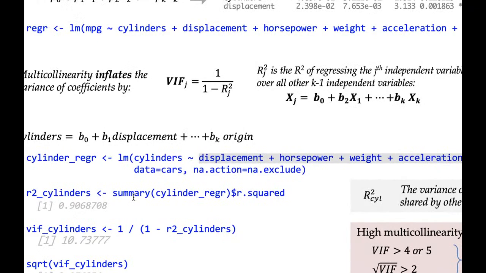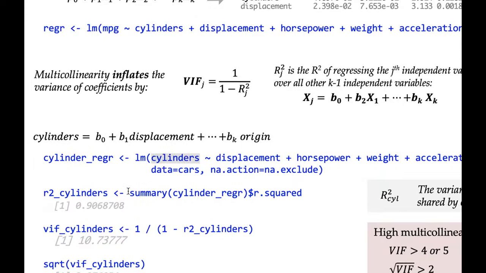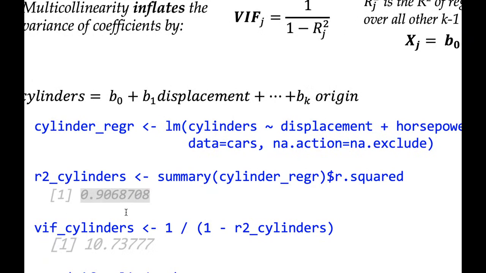If you were to do that regression, forget miles per gallon, forget the dependent variable. We're going to do a new regression where cylinders is now the dependent variable, and all the other explanations of miles per gallon are the independent variables. We're going to do that regression and get an R squared value. What is this R squared telling us? This R squared is telling us how well this cylinders variable is explained by the other independent variables.